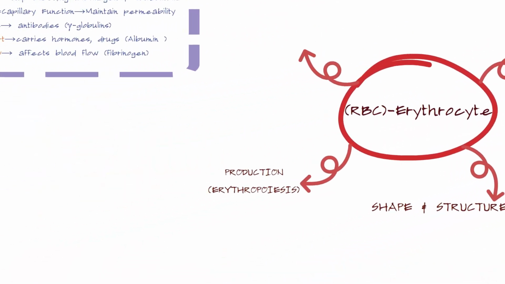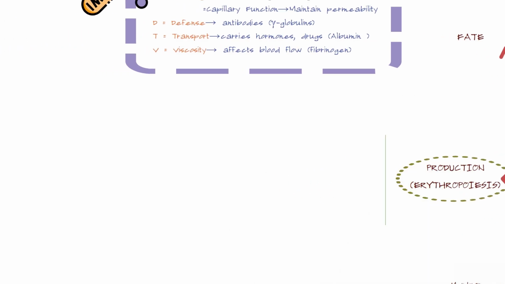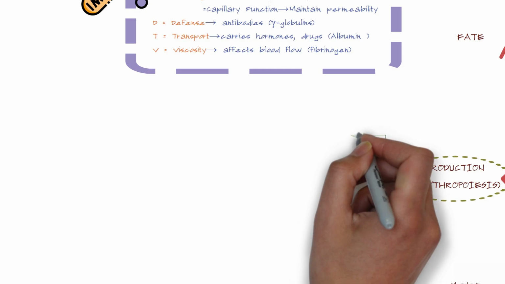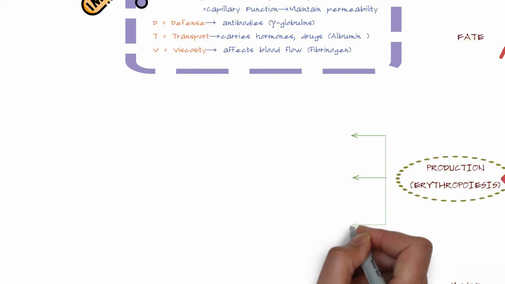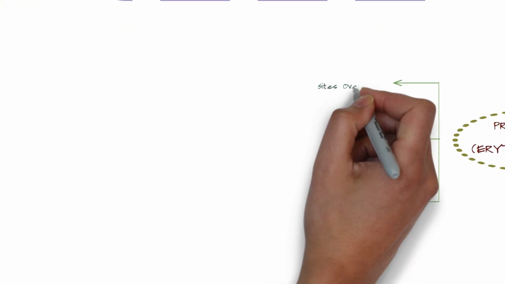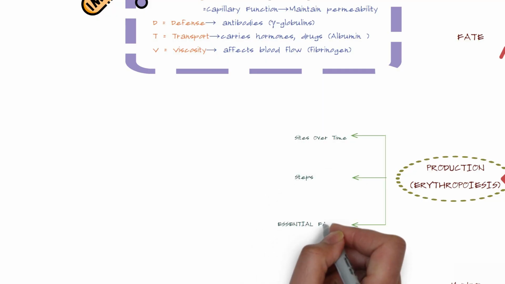Now let's move to the next key concept, erythropoiesis, or the production of the RBCs. In this section, we'll cover three main points: the site of production, the steps of formation, and the key factor responsible for the formation of the RBCs. First, the site of production.